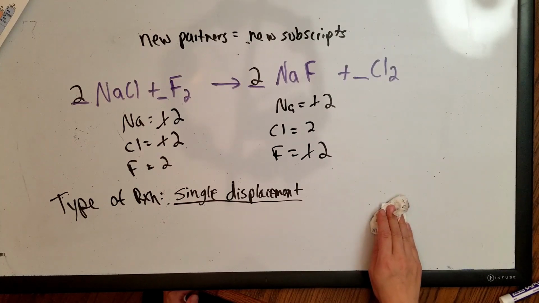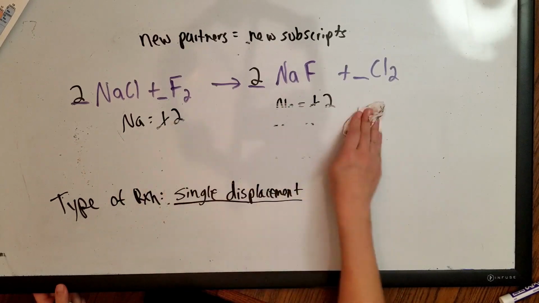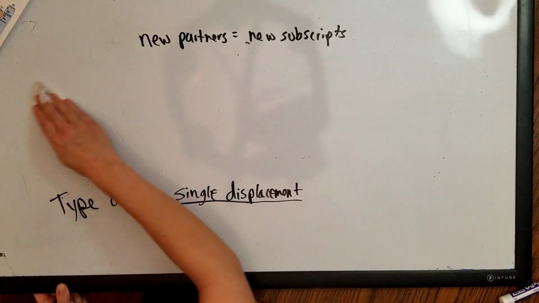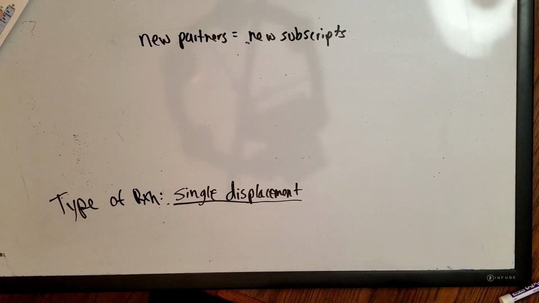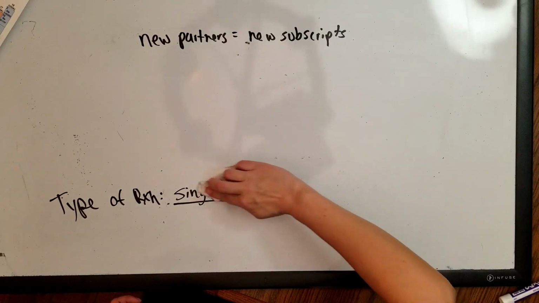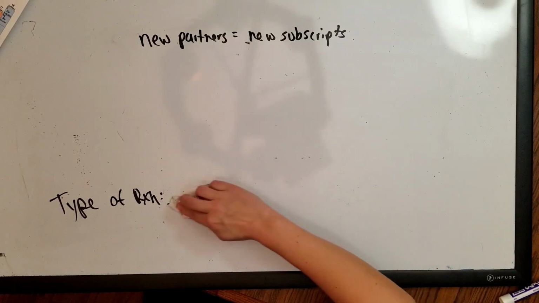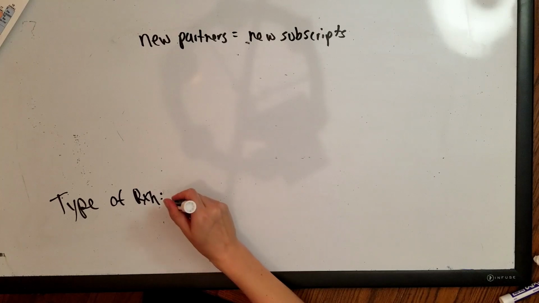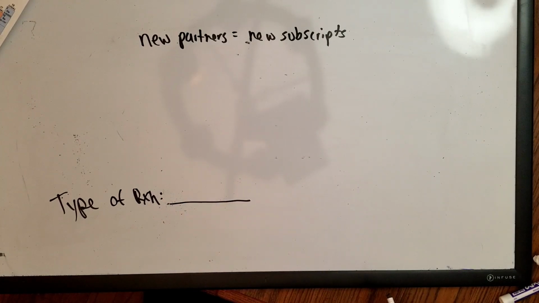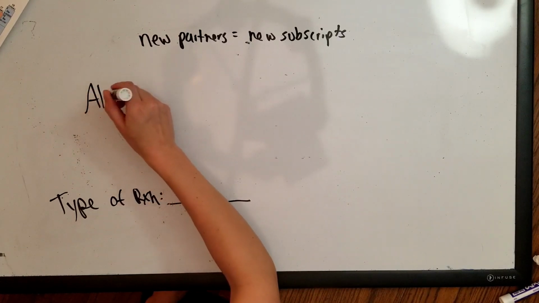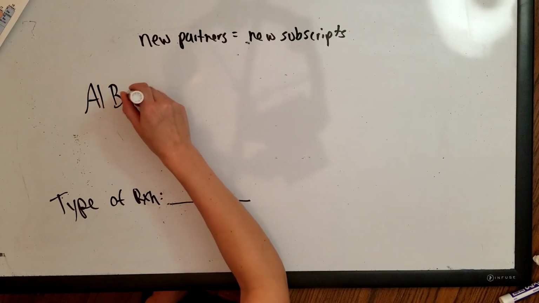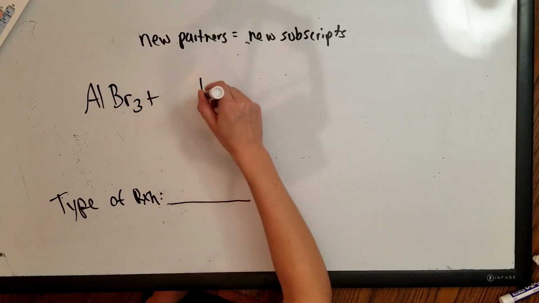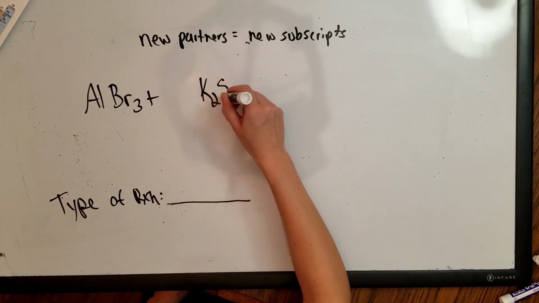All right, let's try one more. What's this? So we have aluminum bromide with potassium sulfate.